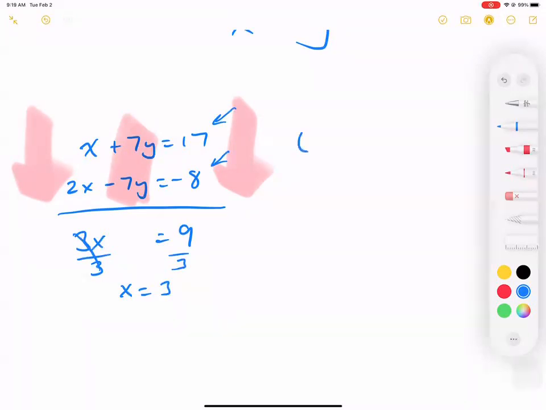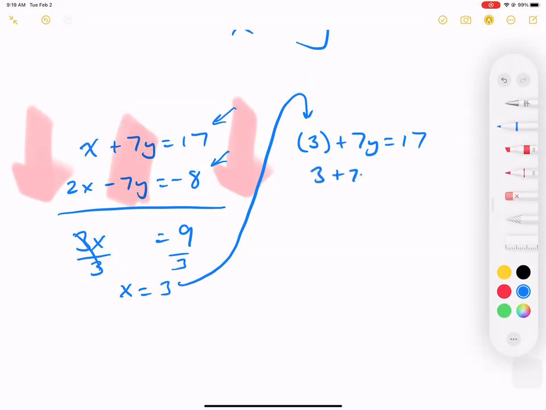So here we go. I'm going to say x plus 7y is equal to 17. Why did I leave x blank? Because we know what x is. We know that x is going to be 3. So we just have 3 plus 7y equals 17. Now this is back to level 1, right? Back to our first couple weeks of algebra. We're going to solve for y.